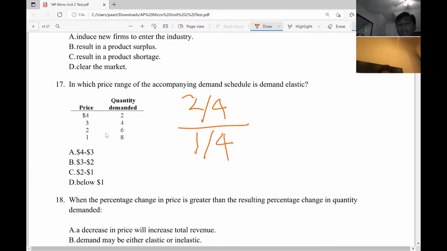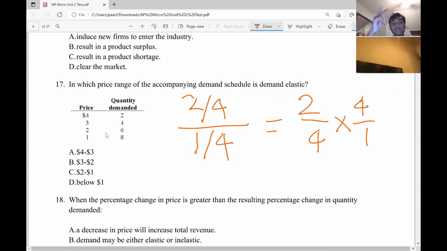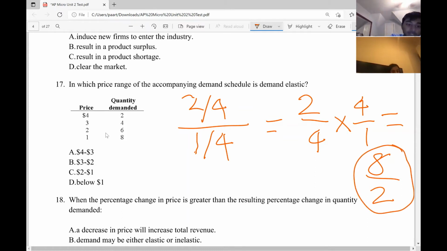If you calculate that, you can set it up as a multiplication, or if you are able to do it in your head, that's fine too. But 2 over 4 times 4 over 1, right? Because when we divide, we flip it. And so that's 8 over 2, and 8 over 2 is 4. That means that it is elastic. So you already got your answer.